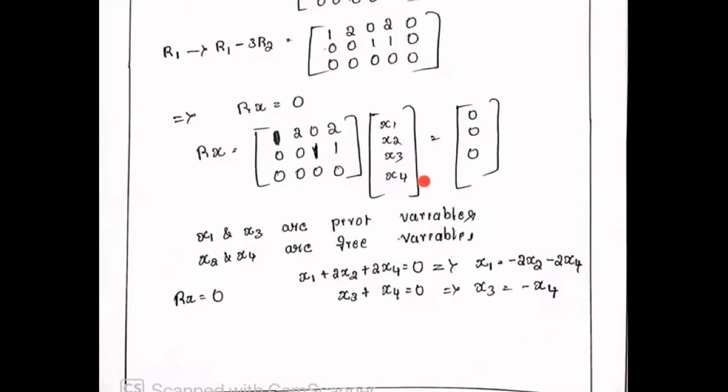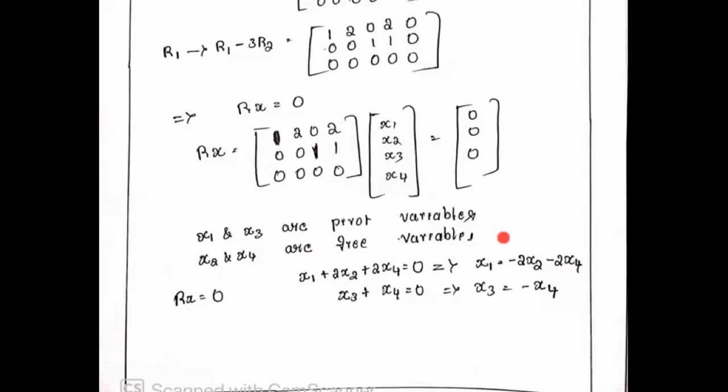So that is how you will calculate the null space, right? The pivot variables lie in the first column as well as the third column. So that means the first element and the third element are pivot variables, whereas the second column and the fourth column elements are free variables. That means x2 and x4 are free variables, x1 and x3 are pivot variables.